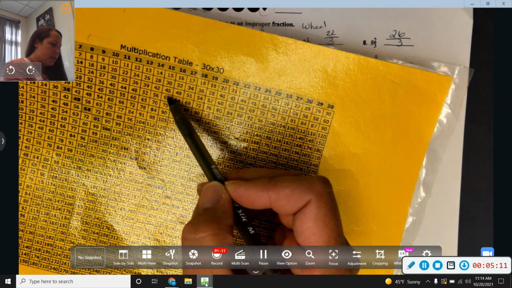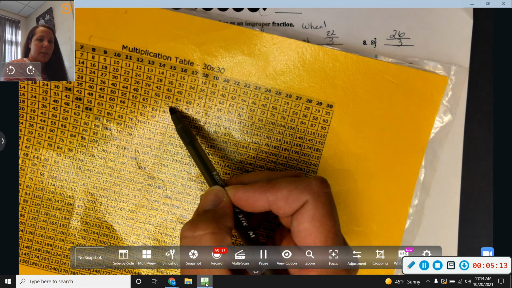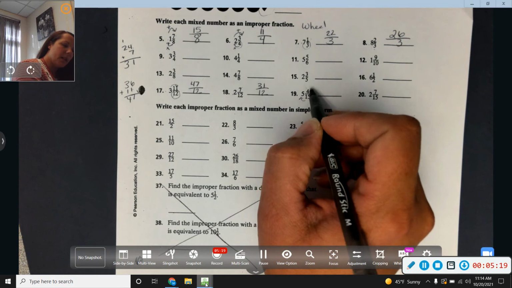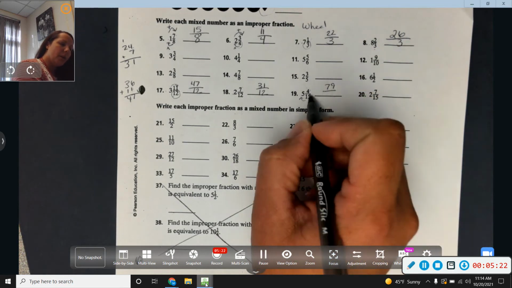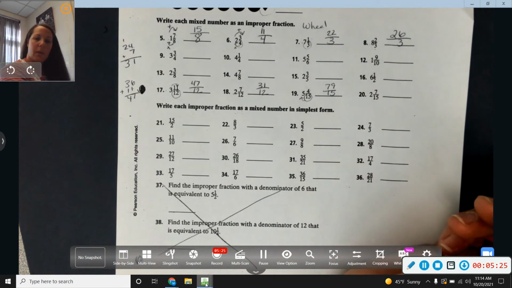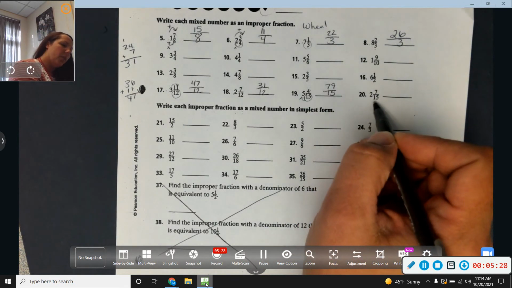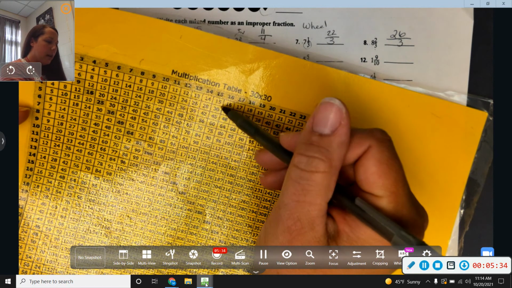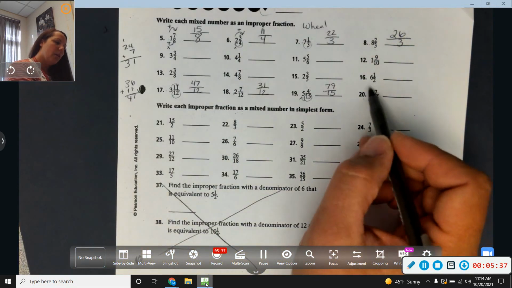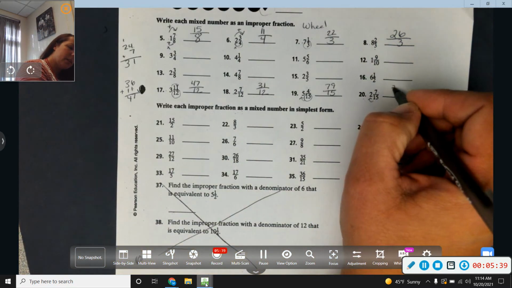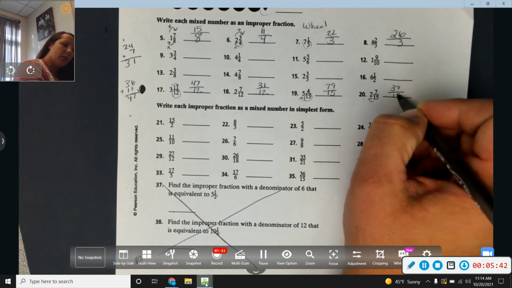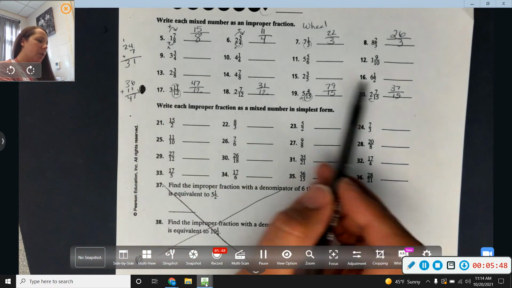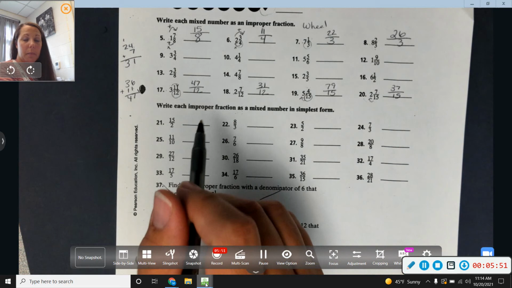Okay? 15 times 5, 15, go down to 5, 75, plus 4, 75, 76, 77, 78, 79, over my denominator, which is 15. Okay? I have one more that I'm going to do with you. 15 times 2, right there is 30, plus 7 is 37, over 15, because that's my denominator. So you're going to do these two rows on your own.